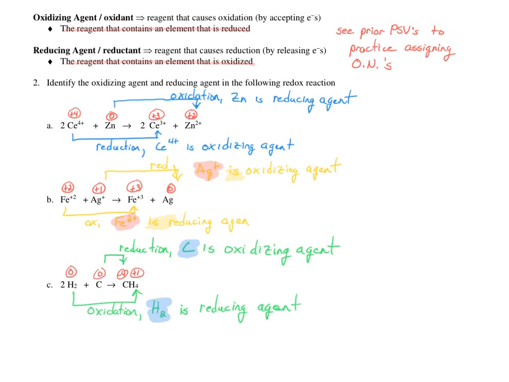And we follow the same process for the next two redox reactions. Fe2 plus is oxidized, plus 2 to plus 3, so Fe2 plus is the reducing agent. Silver is reduced, plus 1 down to 0, so silver plus is the oxidizing agent. In the last reaction, H2 goes from 0 up to plus 1, therefore that's an oxidation. H2 is the reducing agent. Carbon is reduced 0 to minus 4. So carbon is the oxidizing agent.